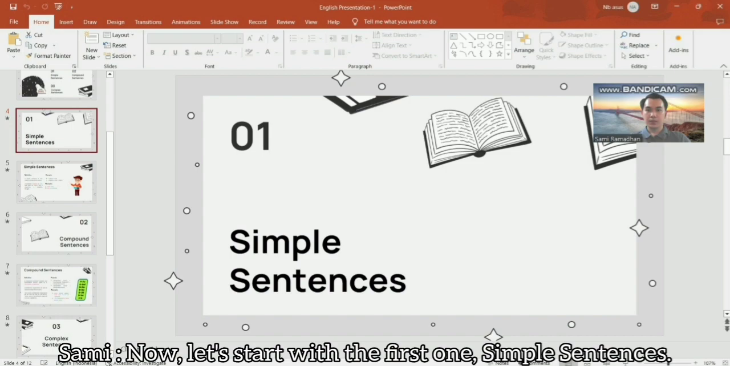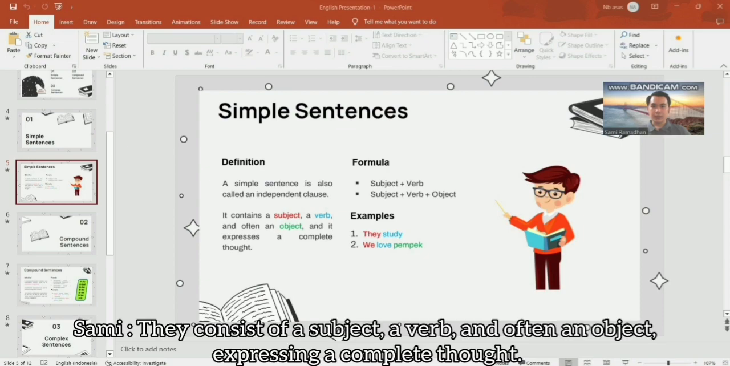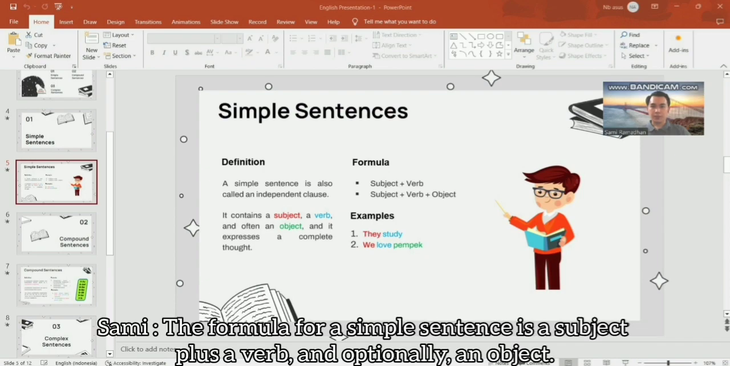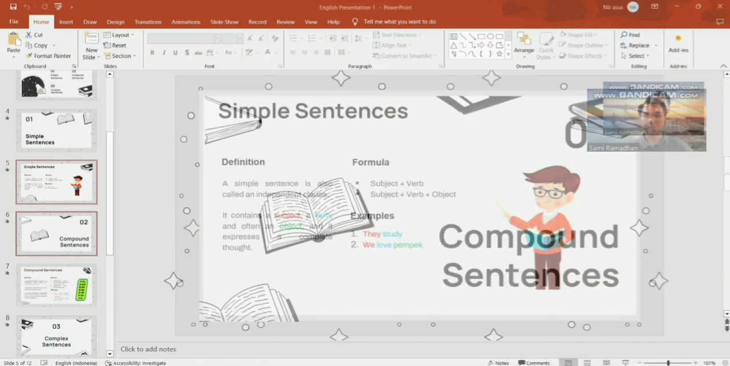Now, let's start with the first one, simple sentences. Simple sentences, also known as independent clauses, are straightforward sentences. They consist of a subject, a verb, and often an object, expressing a complete thought. The formula for a simple sentence is a subject plus a verb, and optionally an object. For example, we study. Next, we love pempek.